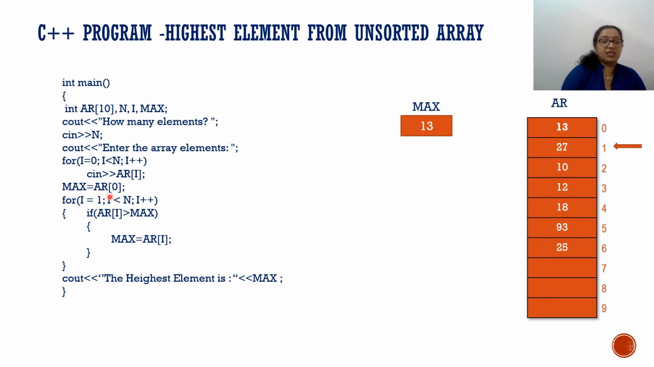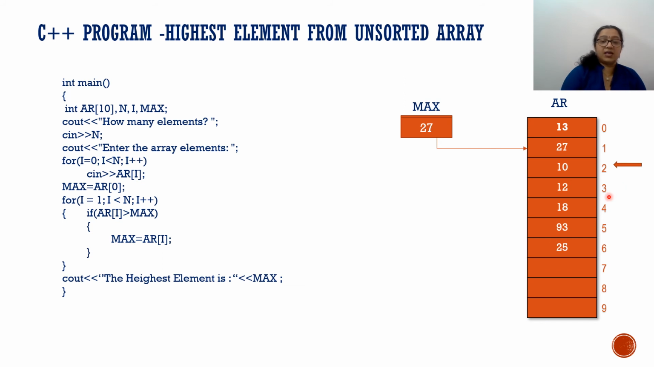So our loop starts from I equal to 1. I is focusing on index 1. AR of 1 is 27 and max is 30. So we are comparing: if AR of 1 is greater than max, then change the value of max, or store the value of AR of 1 in max. So here the comparison is going on. Now we want to overwrite it. See, the max value changed.